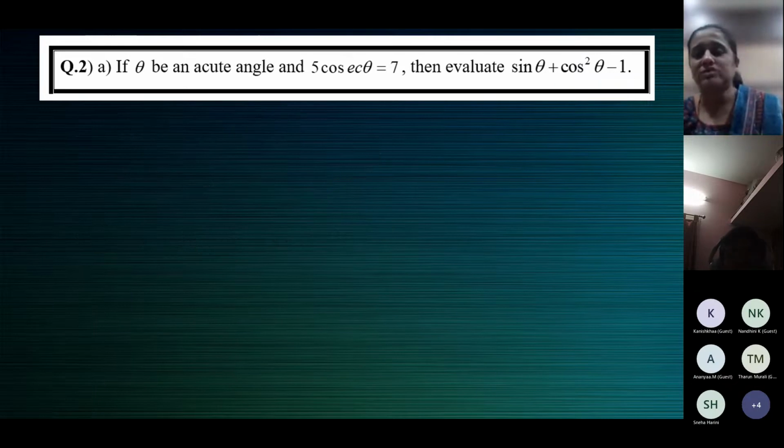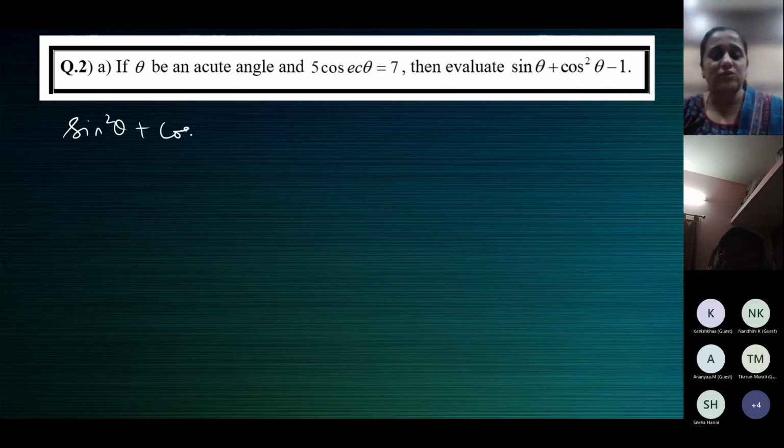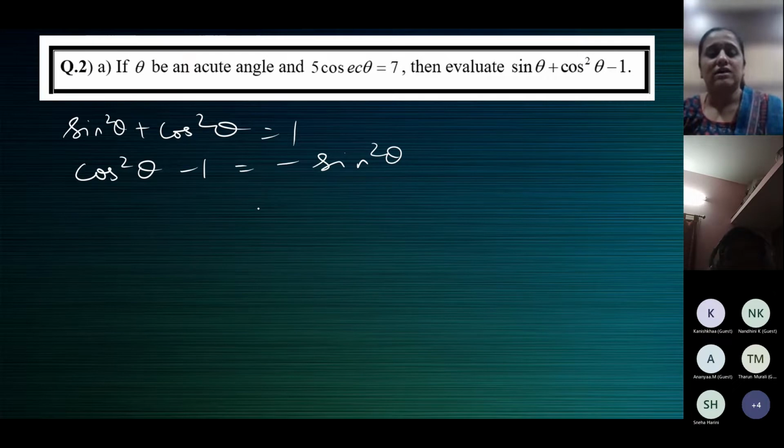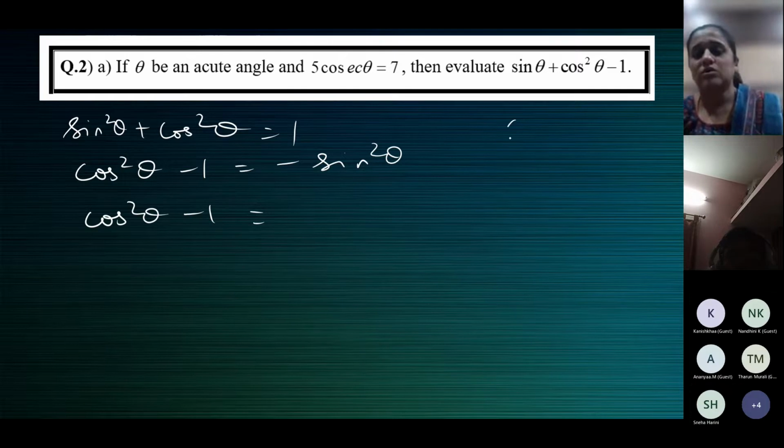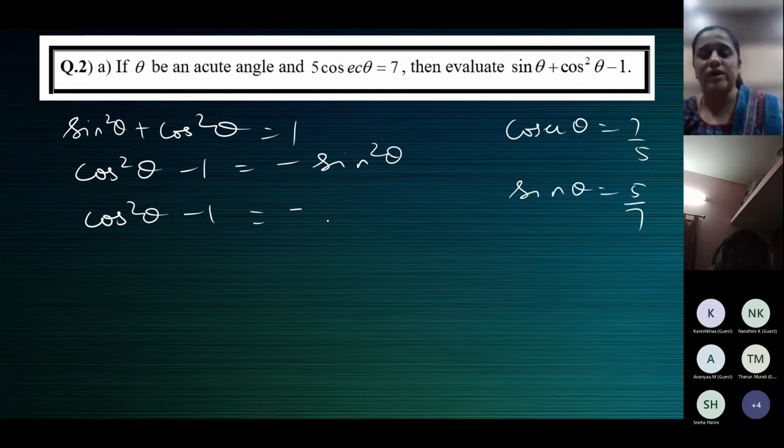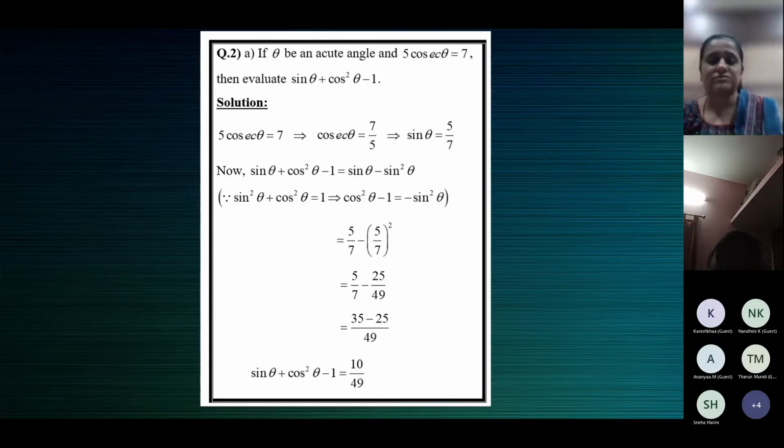Why are we doing this? Because here we have cos square theta minus 1. Sine square theta plus cos square theta is equal to 1. On transposing, we get cos square theta minus 1 is equal to minus sine square theta. So cos square theta minus 1 is equal to, we know that cosecant theta is 7 by 5. So sine theta is equal to 5 by 7 reciprocally. So minus sine square theta, that is minus 5 by 7 the whole square. So like this, you can get the value of cos square theta minus 1 straight away. That's what you see here.